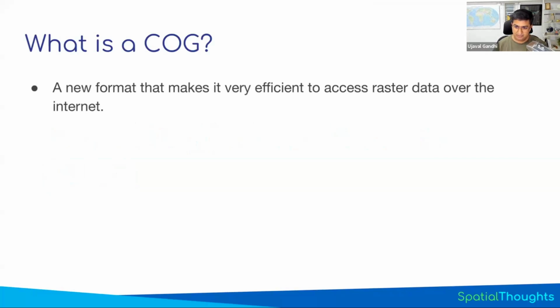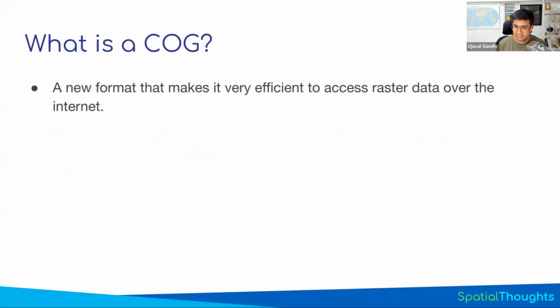Let's think about your GeoTIFF file. You have all these pixels stored on the disk. If you want to read a specific pixel, the typical way to do this is to read the whole file and then read the pixel value. What if the file is very big? That means to even read one pixel, you have to read the whole file.